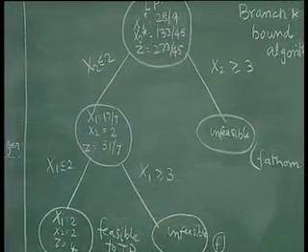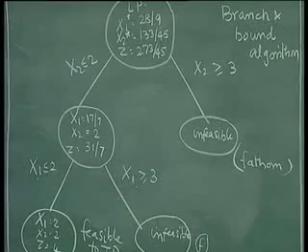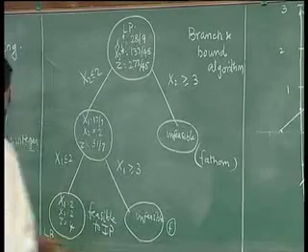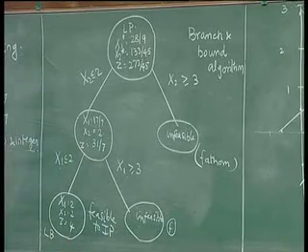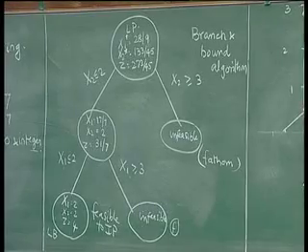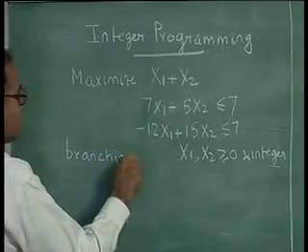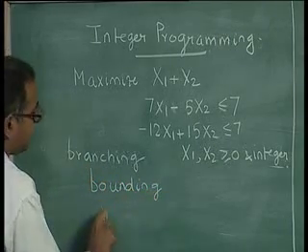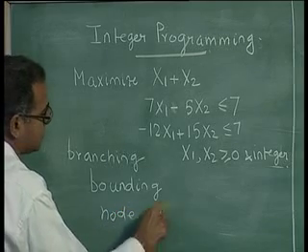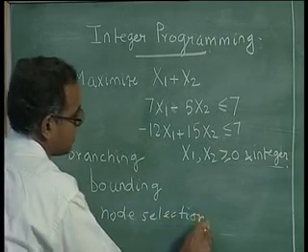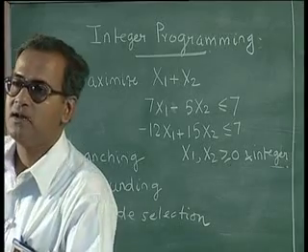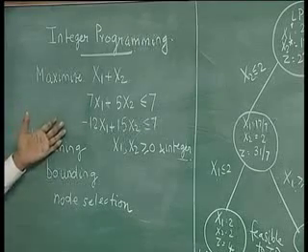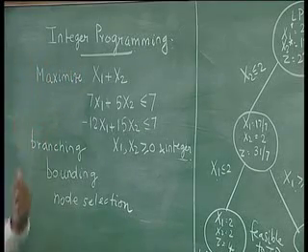Next. Another important thing is this: every branch and bound algorithm basically has 3 things. It has a branching strategy, it has a bounding strategy, and it has a node selection strategy. These are the 3 things associated with any branch and bound algorithm. Now what is the branching strategy for this example? What is the bounding strategy? What is the node selection strategy?